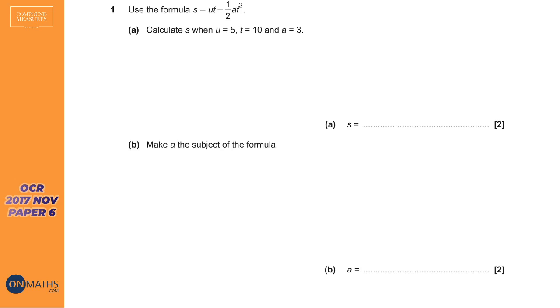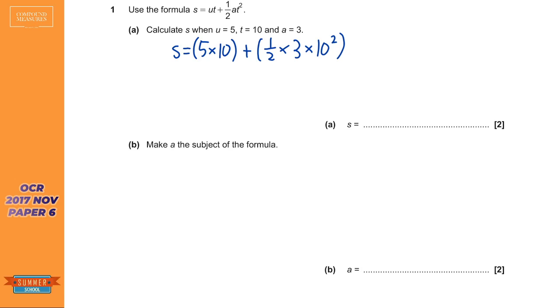So it's to calculate S, and it's got a Suvat equation. And if you're using Suvat equations, you are given them in the paper, not at A level. So you might want to learn them now. So here it says U times T, so it's 5 times 10, plus half times A, which is 3, times T squared, so that would be 10 squared.